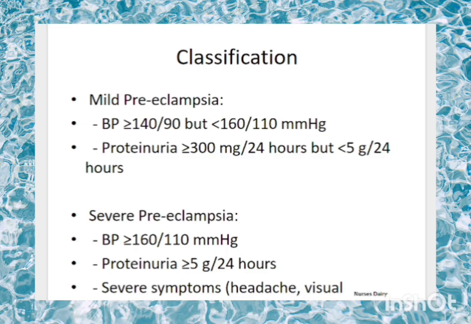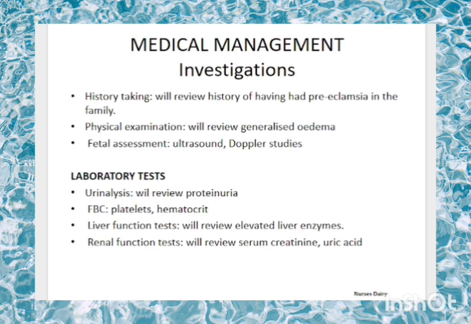And then in severe preeclampsia, this is where we have a blood pressure reading of above 160 over 110 millimeters of mercury. And then there's also proteinuria, which is greater than 5 grams in 24 hours. So in severe preeclampsia, there are severe symptoms such as a severe headache, visual disturbances, and epigastric pain.